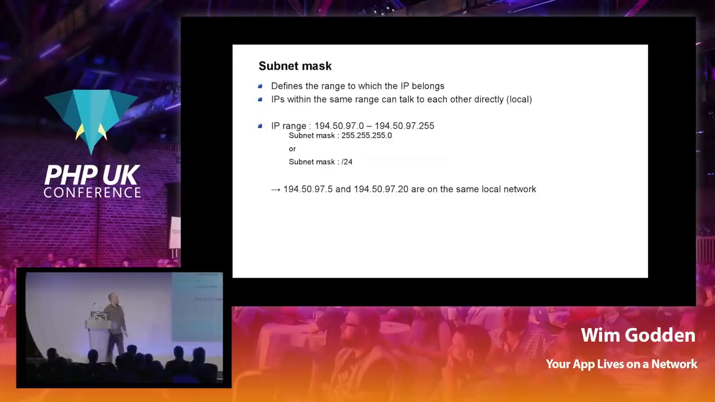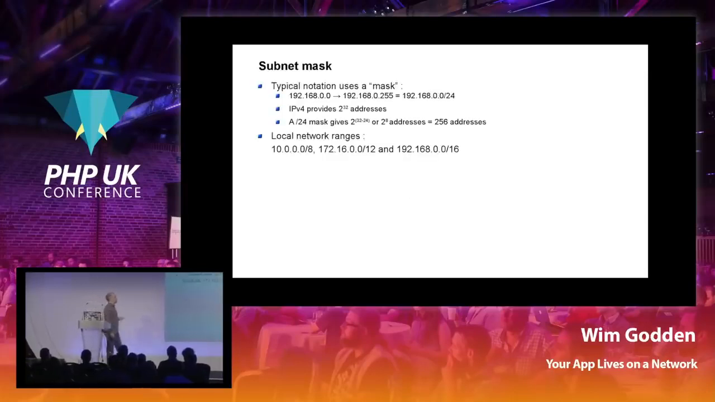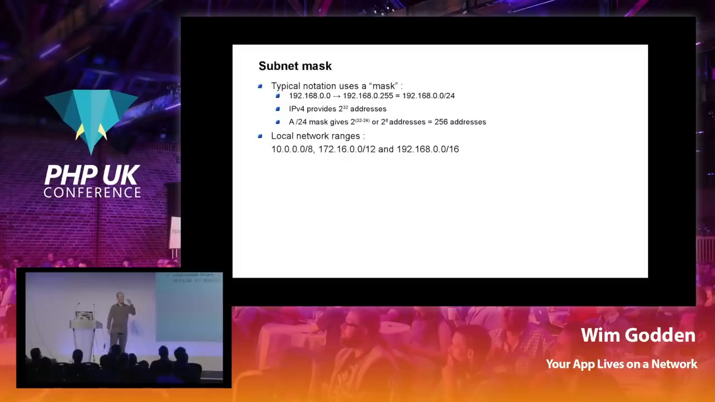You often see that when you go on the Linux command line and you type ip addr or ifconfig or so on, then you often see a notation like that, slash 24, slash 25, and so on. The reason it is expressed that way is basically IPv4 gives you 2 to the power of 32, and then a slash 24 will give you 2 to the power of 32 minus 24, so 2 to the power of 8. So it's going to give you 256 addresses.